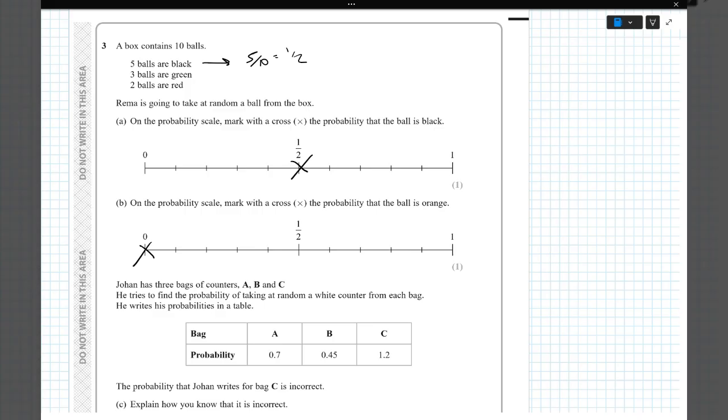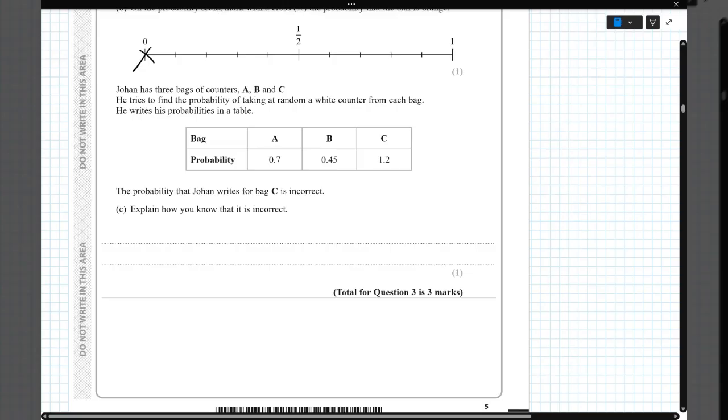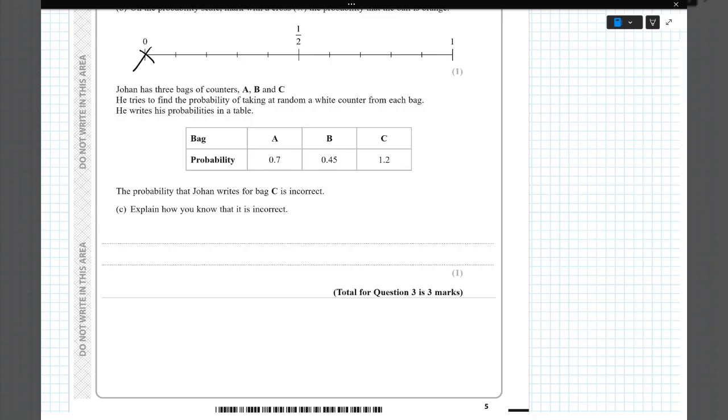Johan has 3 bags of counters, A, B, and C. He tries to find the probability of taking at random a white counter from each bag. He writes his probabilities in a table. The probability that Johan writes for bag C is incorrect. Explain how you know that this is incorrect. Well, it is greater than 1.